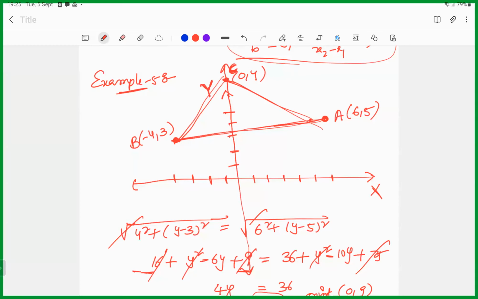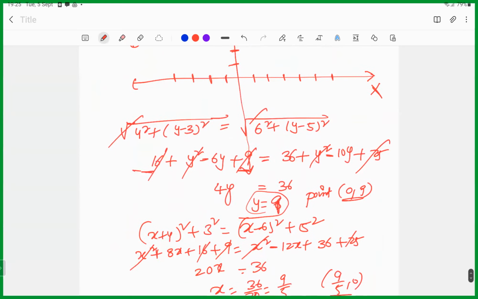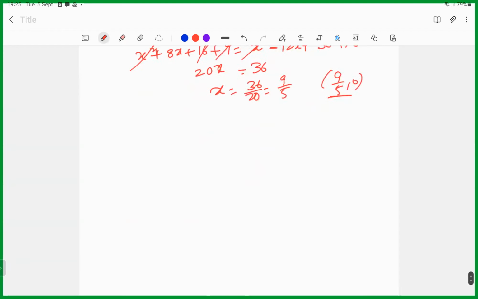So what is the BC, AB here? AB is square root of 10 square plus 8 square. Square root of 10 square plus 2 square. Huh? It gets a bit complicated. The values will get complicated. So I'll give you some other points, then find out.